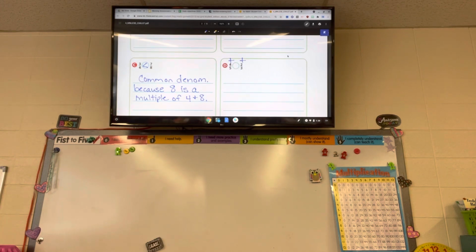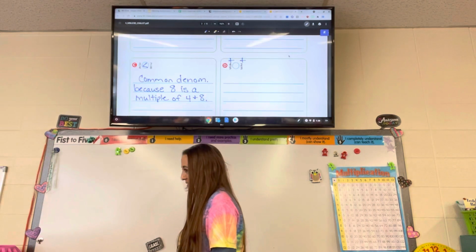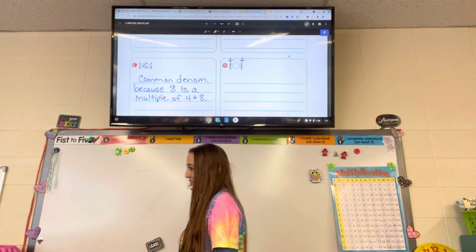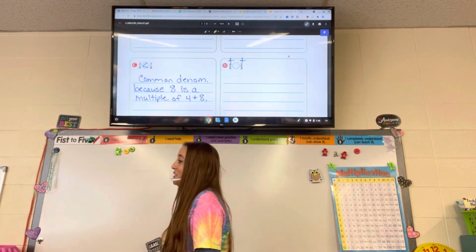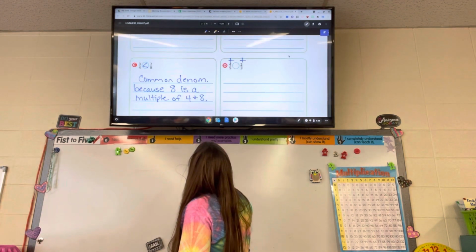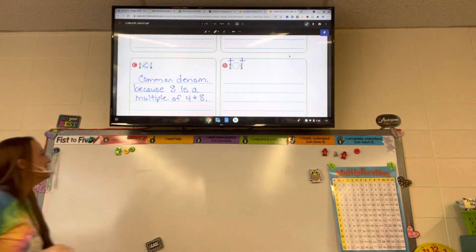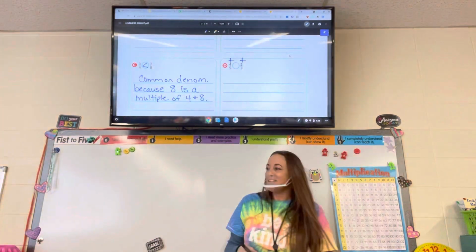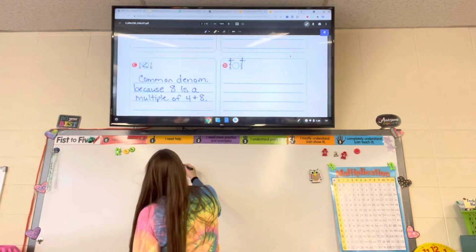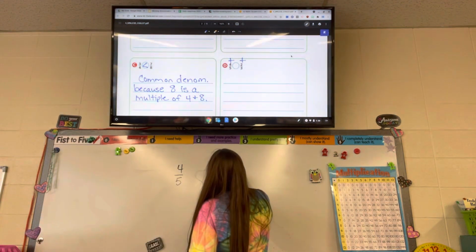So Sophie, what do you think we're gonna do? I think we're going to use common numerators, because 2 is half of 4, and if you multiply 2 times 2, it's 4. Yes, you're getting it, Sophie. Nice job. So we had 4/5 and 2/3, right?